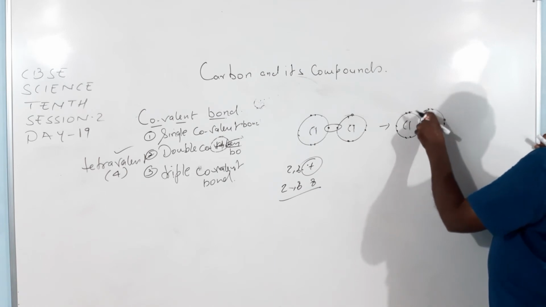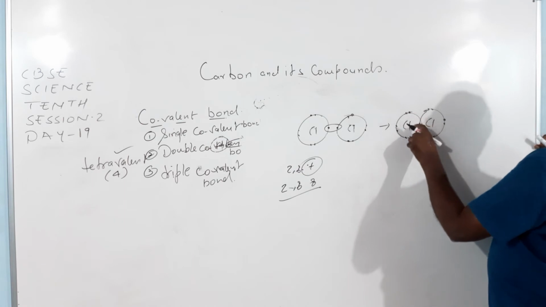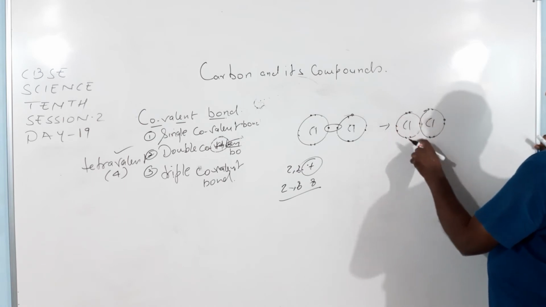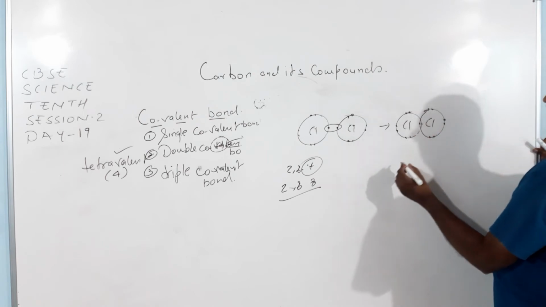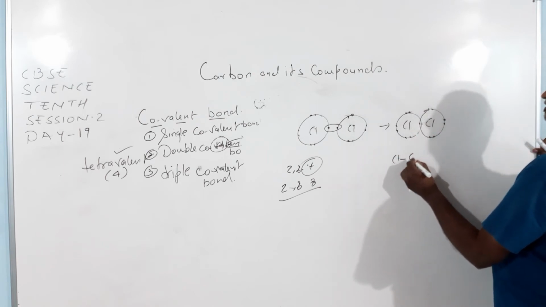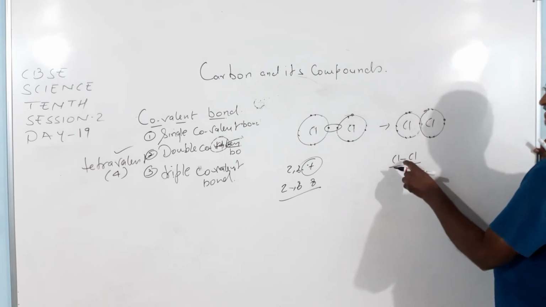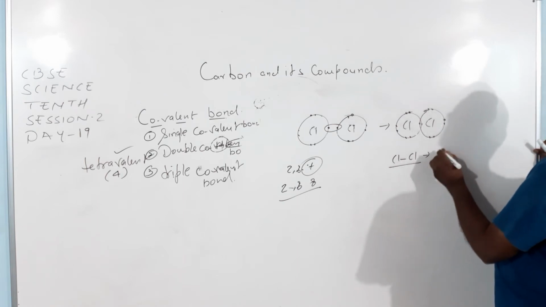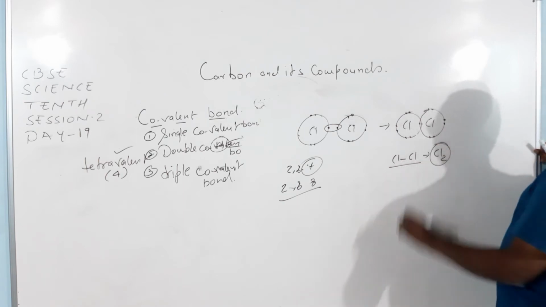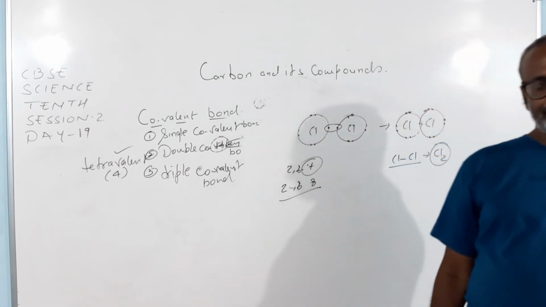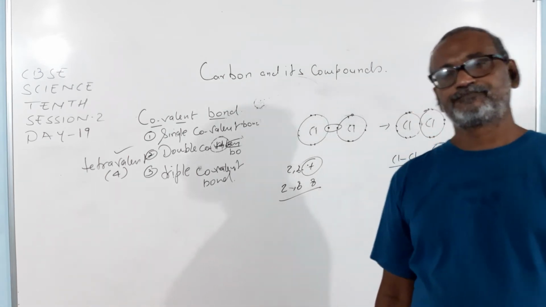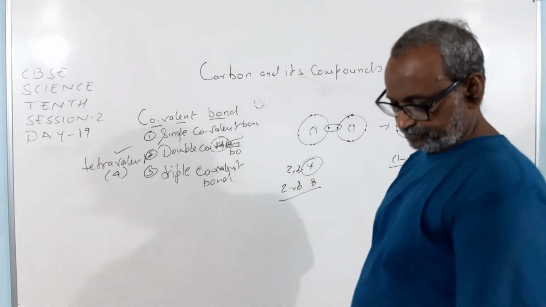One, two, three, four, five, six, seven, eight. 1, 2, 3, 4, 5, 6, 7, 8. Since 2 chlorine atoms are sharing 1 pair of electrons between them, chlorine atoms are bonded together by a covalent bond to form molecule of chlorine. One more example.